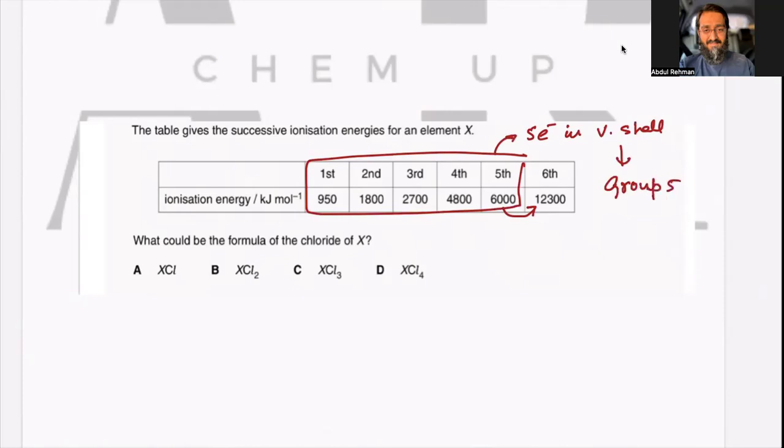Yes. Then how could it be C? Yes, Momin. Chlorine. But chlorine is in group 7. C is in group 5, right? So how many electrons does it have in its valence shell? How many more does it need? 3. It needs 3 more to complete the valence.